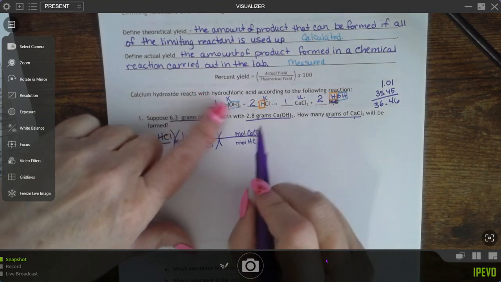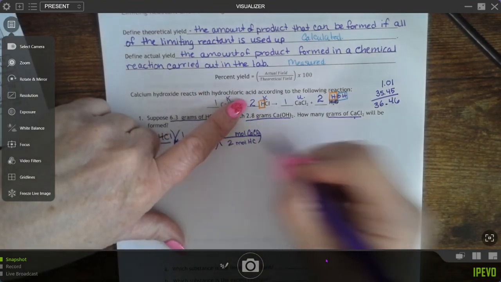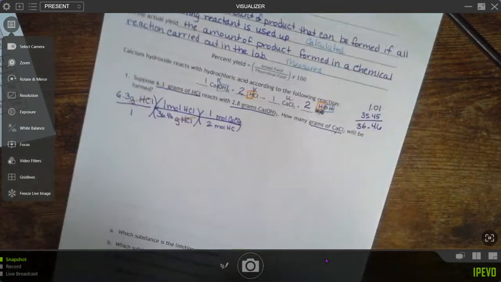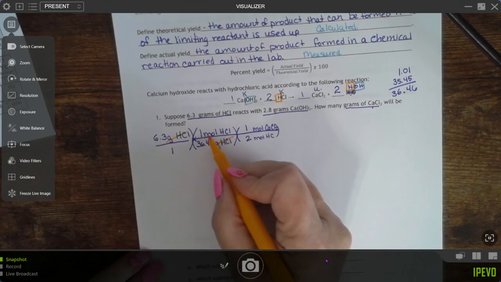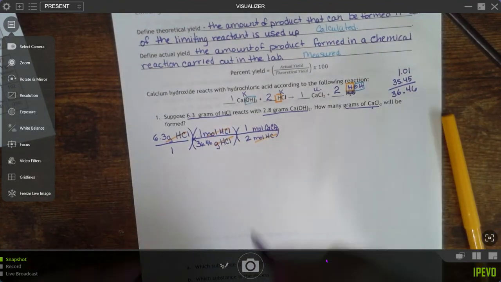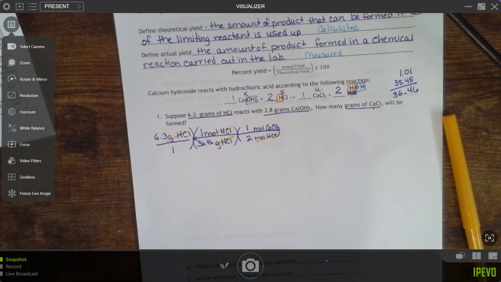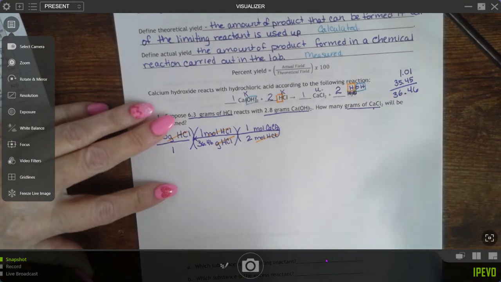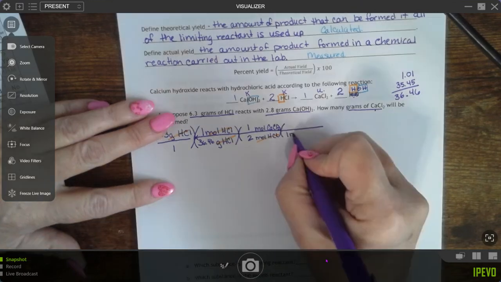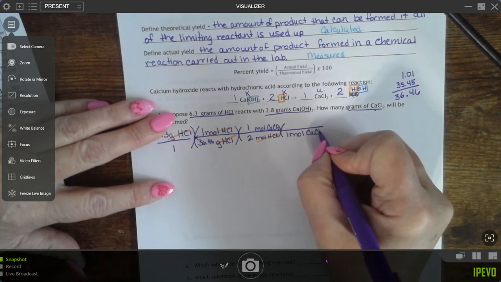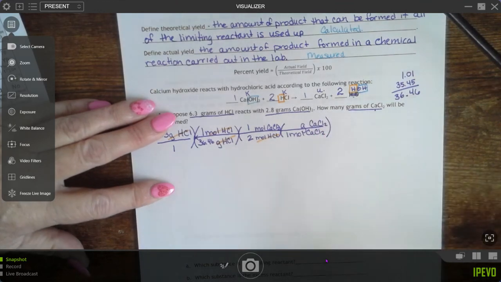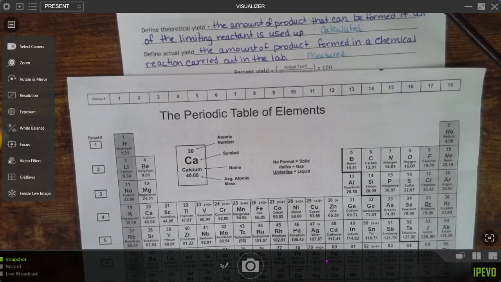All right, and then we use our coefficients, so we've got 2 HCl and 1 CaCl2. Canceling our units, moles of HCl cancel out. Our final step is to convert between moles of calcium chloride and grams of calcium chloride. So in this one, we have 1 mole of calcium chloride on the bottom, and grams of calcium chloride on the top. And we have to look at the mass of calcium chloride.